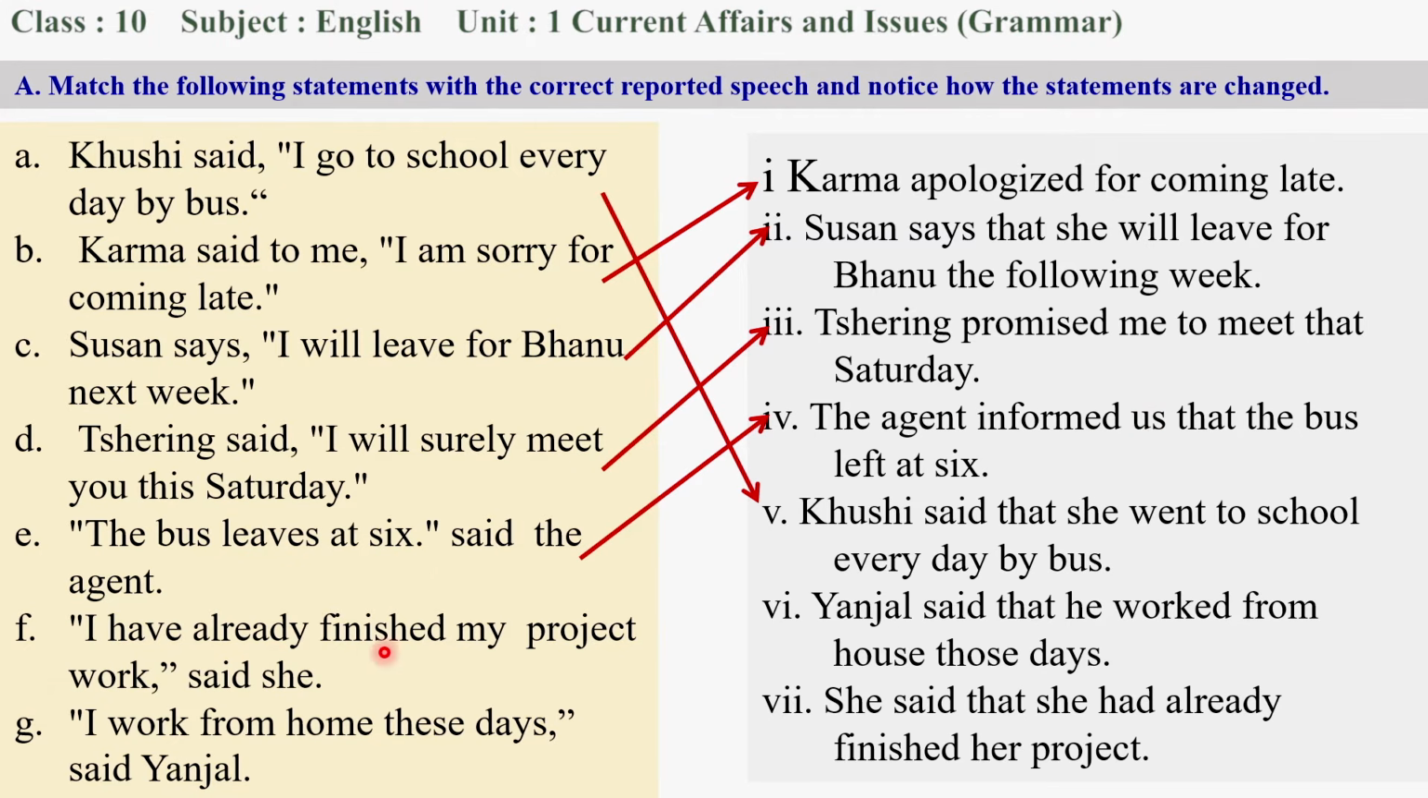Next, I have already finished my project work, said C. Where is the indirect form? Yes, here it is. She said that she had already finished her project work. I have, she had. Okay, present perfect changed into past perfect.